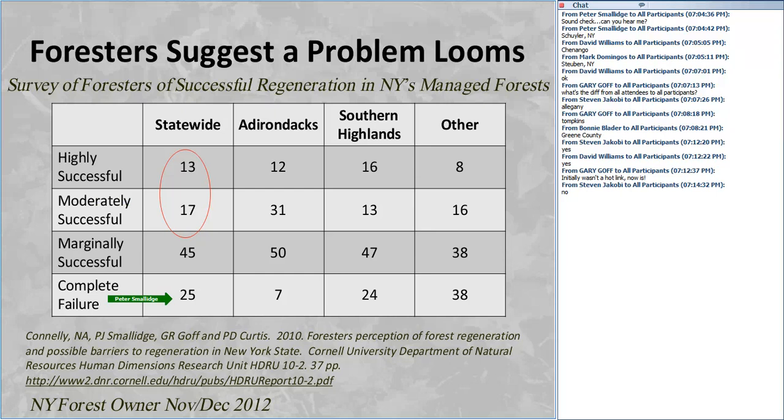Now, clearly, there's differences around the state. The Adirondacks tend to be kind of intermediate. The other category, that geographic region, was more or less the lower Hudson Valley. There were more in the southern highlands that were highly successful. And then again, variation on the moderate level. So the point here is that we have fairly low success. Now, I should point out that this was a study that Gary Goff and I and Paul Curtis and Nancy Connolly worked on, and we had set a fairly high bar as to how we defined successful regeneration. So that comes into play when we look at some of these others, look at another study.